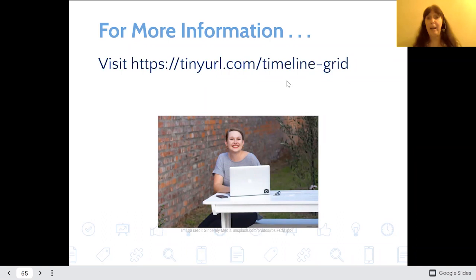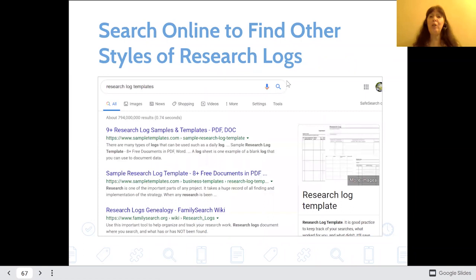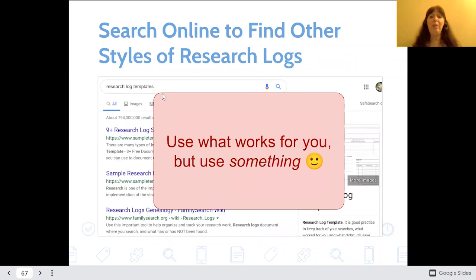And so, you can look online, as I mentioned. I would just Google research log templates. And the important thing is not that you use either of the two things that I illustrated today. Find what works for you, but use something. You'll be so glad that you did.